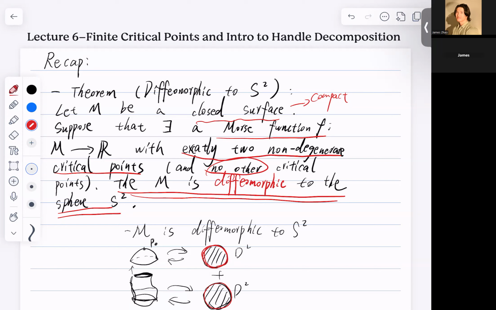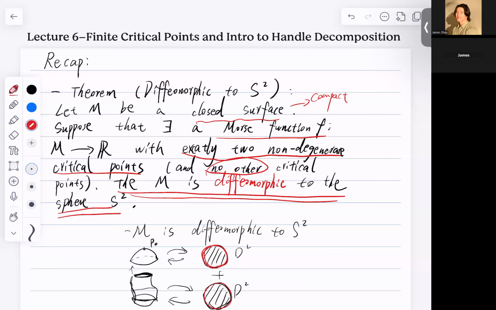So basically, as the title suggests, we're going to cover two things. The first one is a lemma about a finite number of critical points, which is very short, and we're going to use a very interesting proof technique to prove this particular lemma. And we're going to cover an introduction to something very important in differential topology, or I guess just topology in general, which is called handle decomposition.